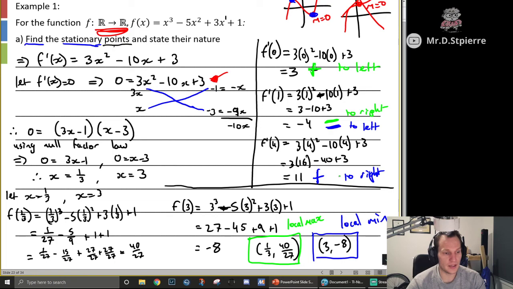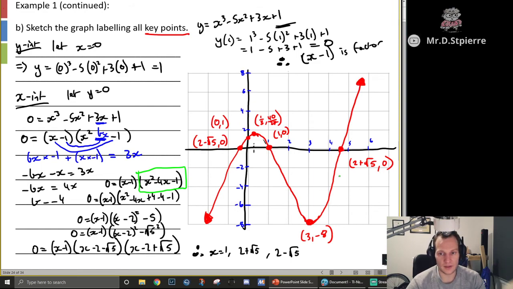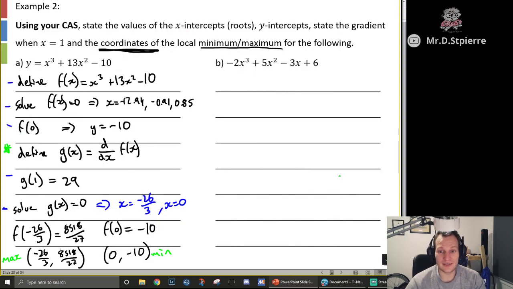That first slide, part A, that's all the new bit. Using the derivative, find the stationary point, find the type of stationary point. Second bit, that's finding all the other key points. We've done all of that sort of stuff before. Doing it on a CAS is clearly much quicker.